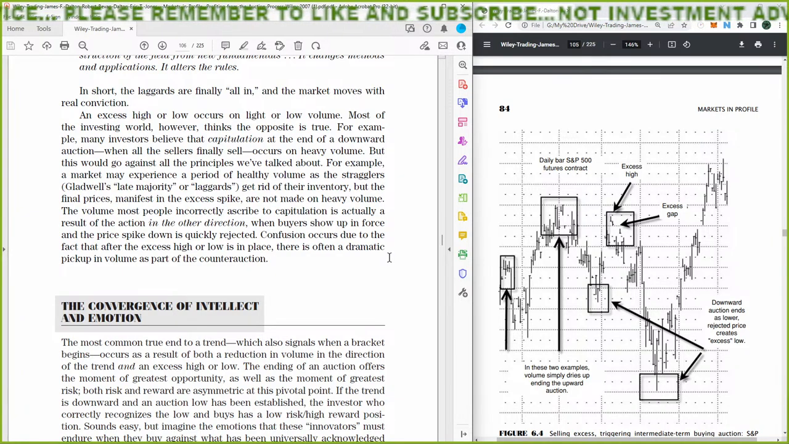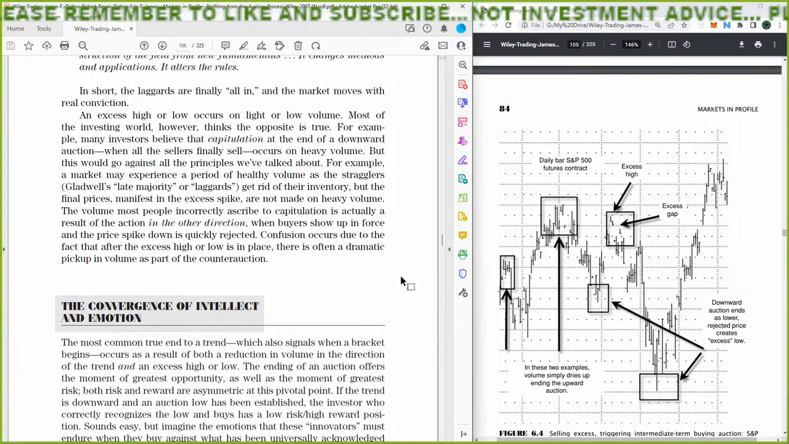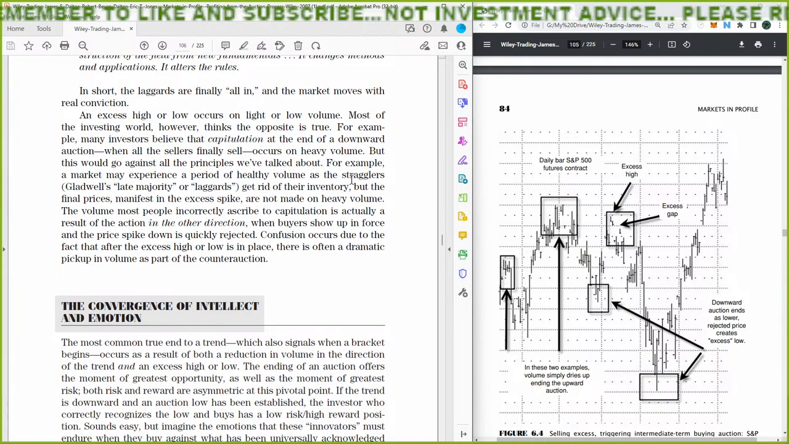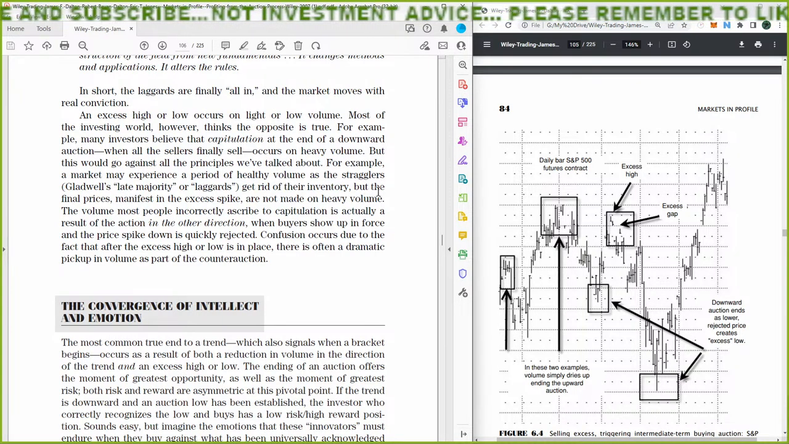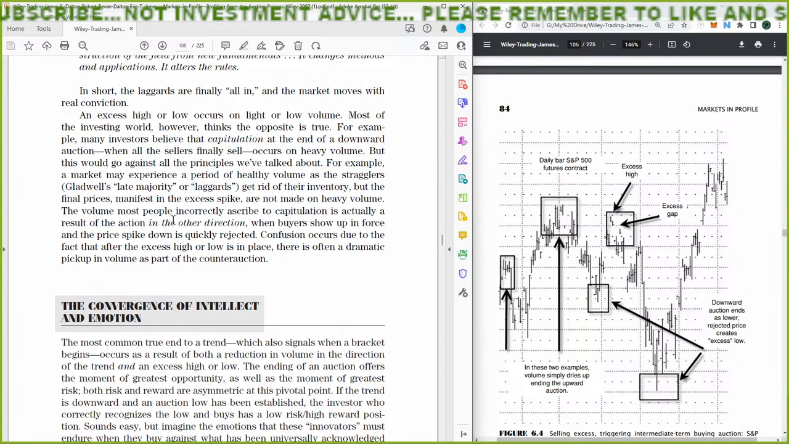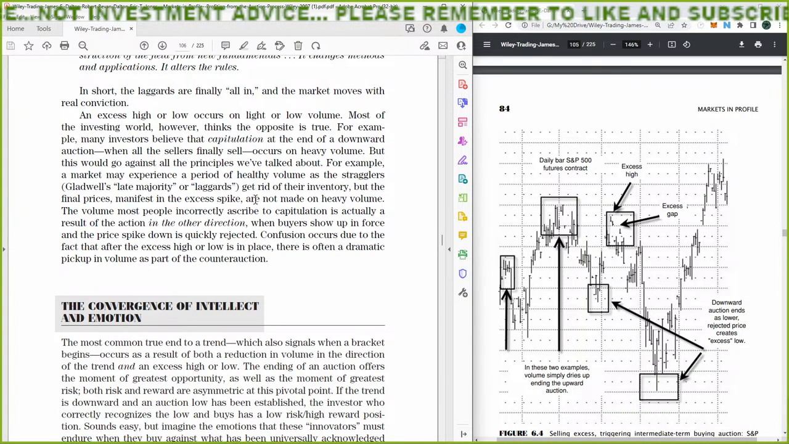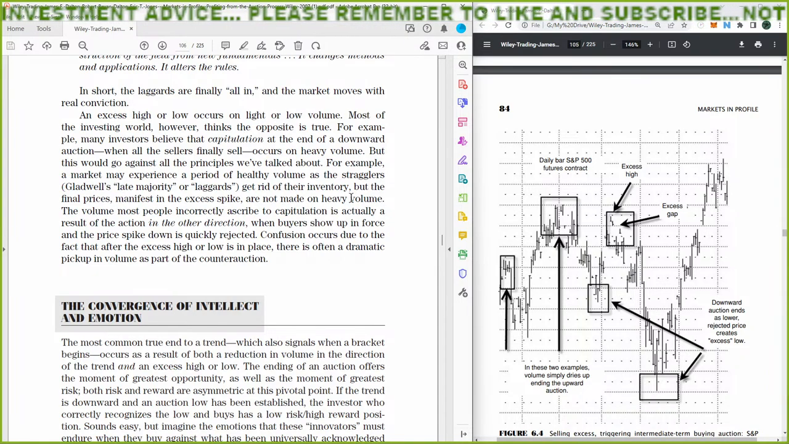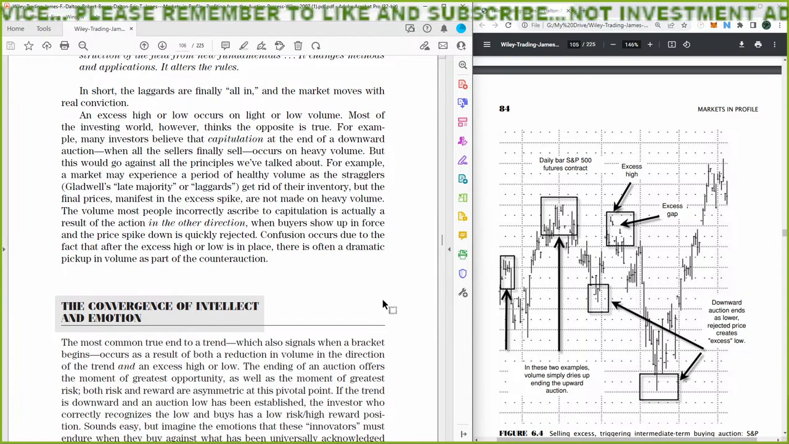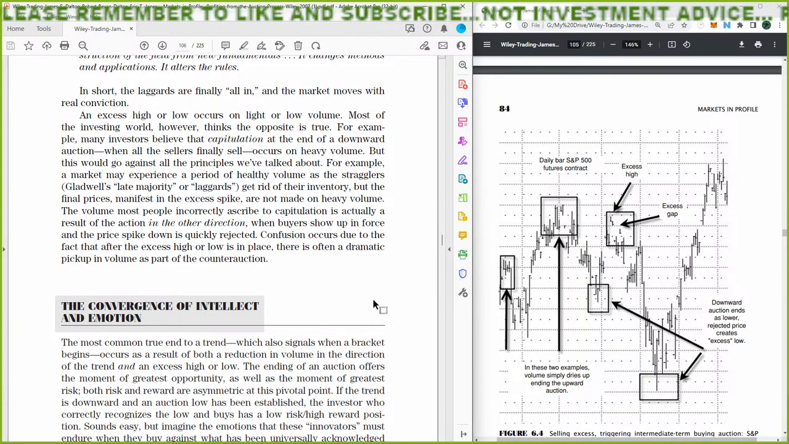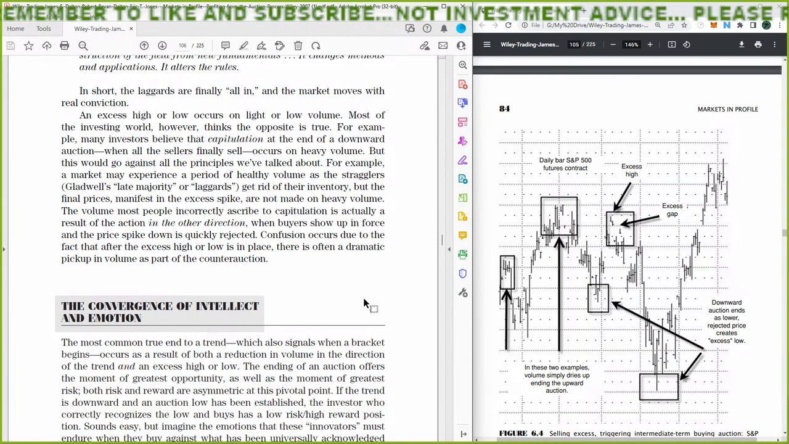For example, a market may experience a period of healthy volume as the stragglers, Gladwell's late majority or laggards, get rid of their inventory. But the final prices manifest in an excess spike are not made on heavy volume. The volume most people incorrectly ascribe to capitulation is actually a result of action in the other direction.